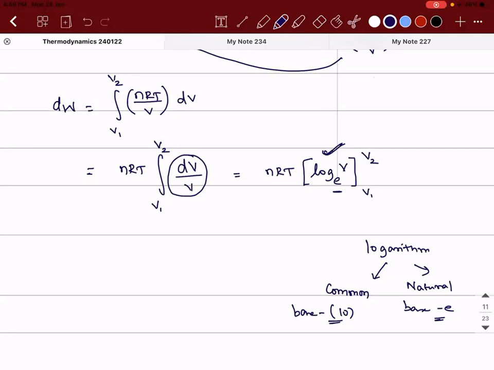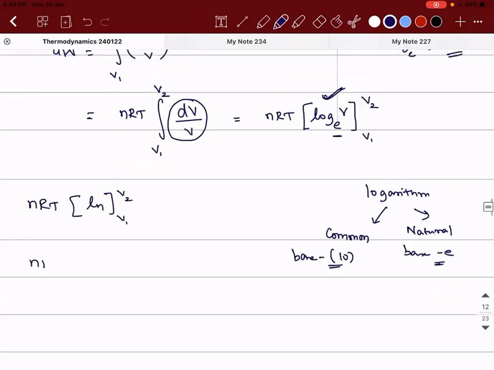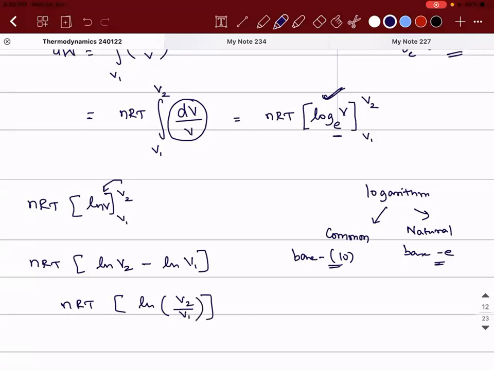So nRT into log V base E. Remember, log of x base E can also be written as ln x. So I will write it as ln from V1 to V2. Then this will be equal to nRT into ln V2, that is the upper limit, minus ln V1, which is the lower limit. So this will give us nRT into ln of V2 divided by V1.